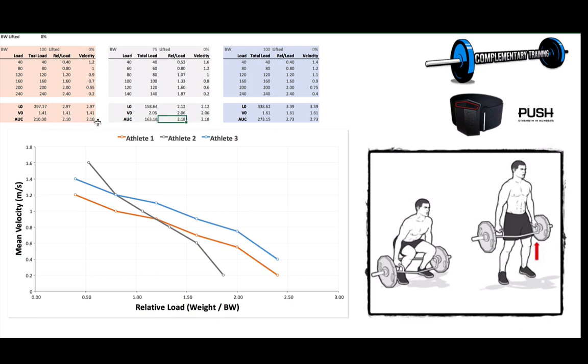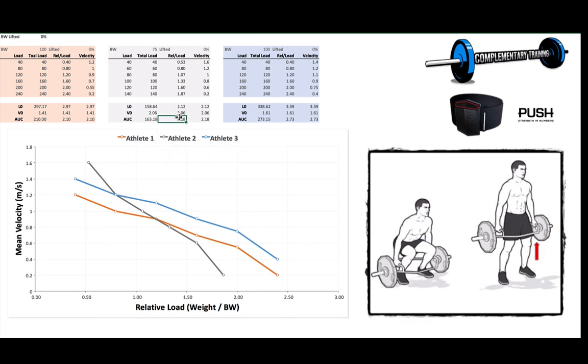As you can see, now the gray guy, even when his area under curve is smaller using absolute loads, is bigger when we use relative loads because he's lighter. And this means compared to his body weight, these guys have a bigger area under curve, and that takes the whole continuum into account.